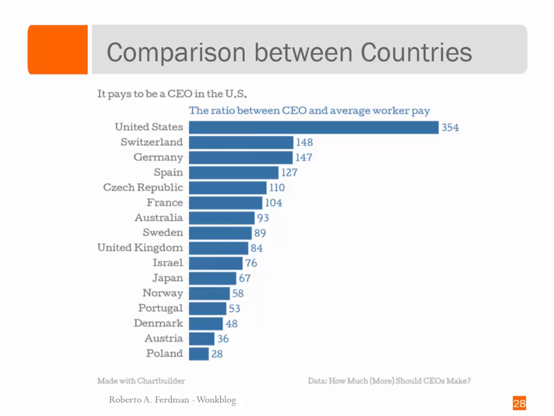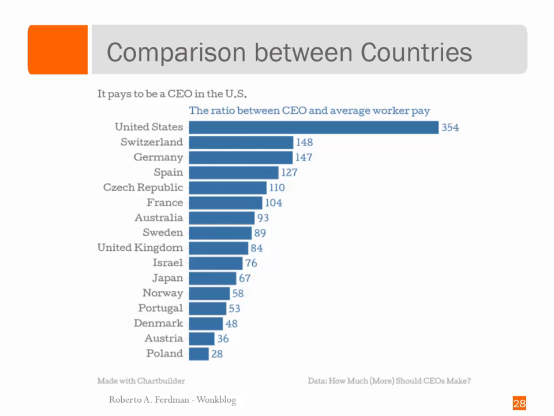Now, here's a simple bar chart using some of the same data, a comparison between countries. So if you're choosing a country to become a CEO in, which one would you like to choose? So clearly, if looked at in terms of the ratio between CEO and average worker pay, it really pays to be a CEO in the United States, where you can earn 354 times what the average worker and your employee makes. And we can also see that the United States generously rewards its CEOs compared to other countries. So Switzerland and Germany, that ratio is basically cut in half.